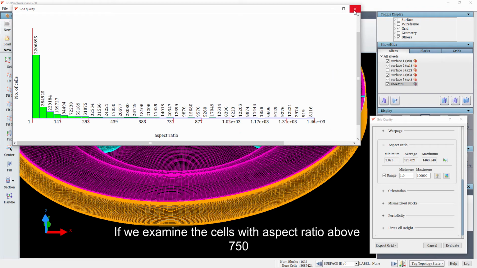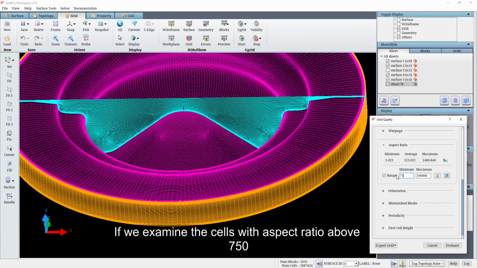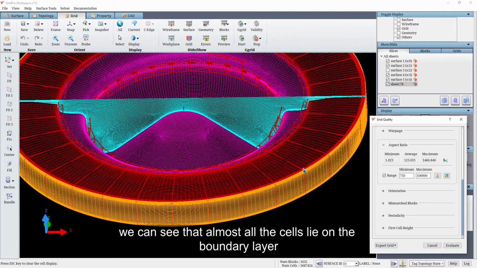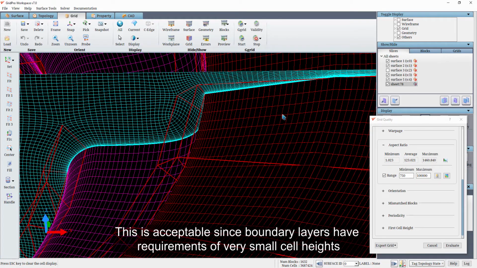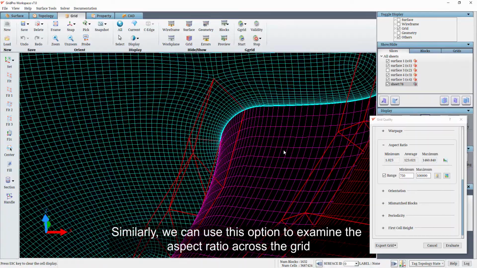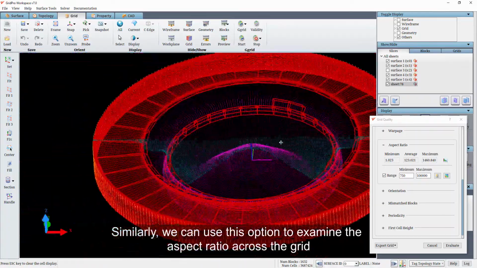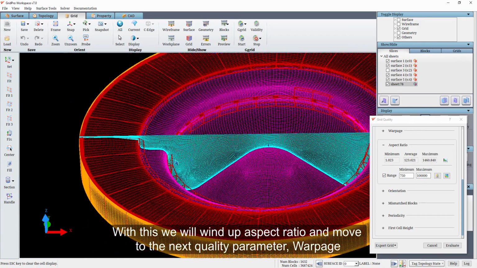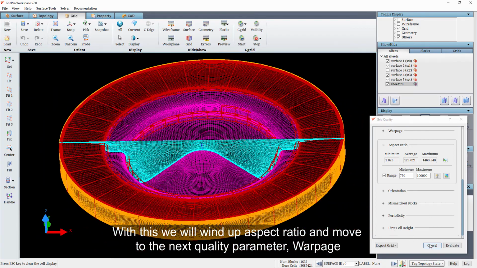If we examine the cells with aspect ratio above 750, we can see that almost all the cells lie on the boundary layer. This is acceptable since boundary layers have requirements of very small cell heights. Similarly, we can use this option to examine the aspect ratio across the grid. With this, we will wind up aspect ratio and move to the next quality parameter, warpage.